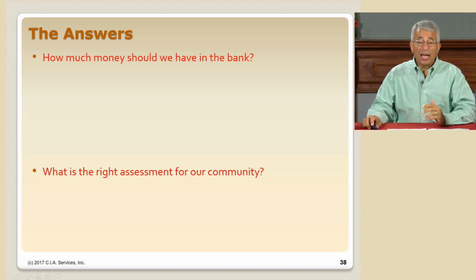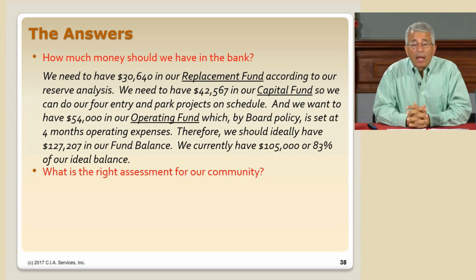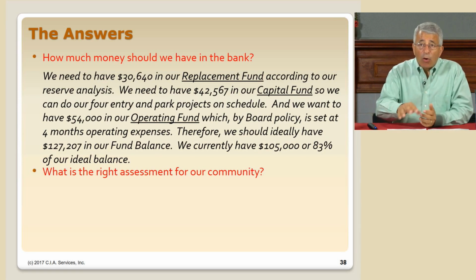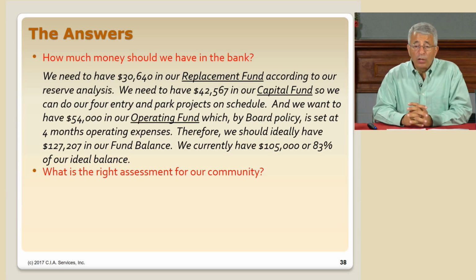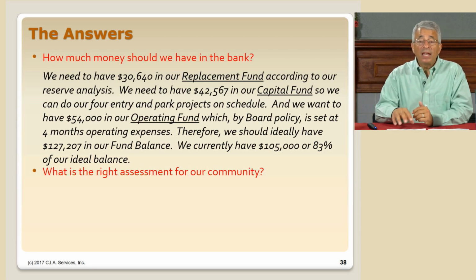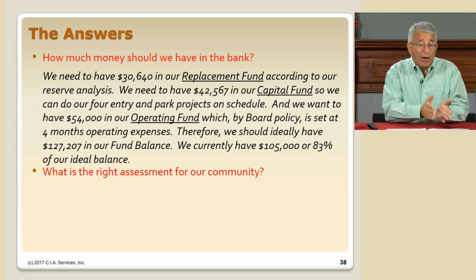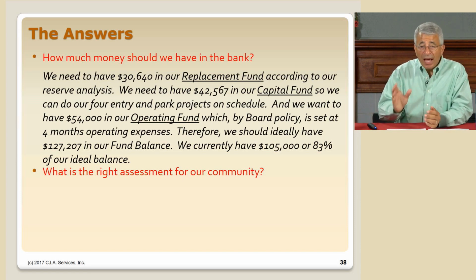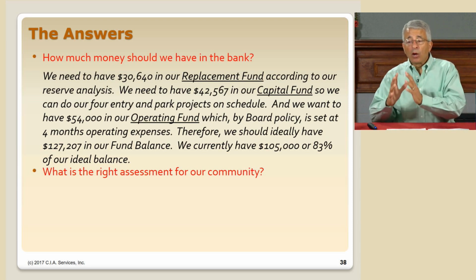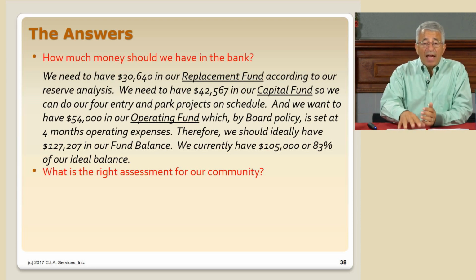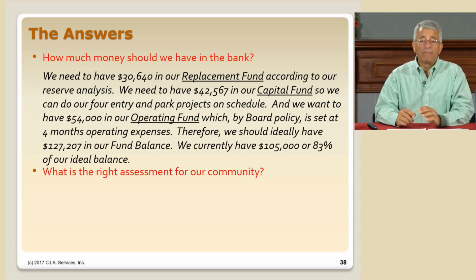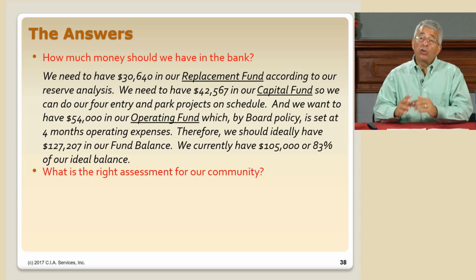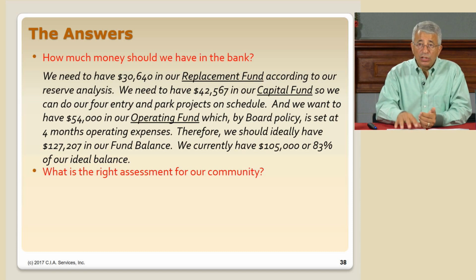When that question's asked at the annual meeting, the answer is, well, we need to have $30,000 in our replacement fund according to our reserve analysis. And we've got some great projects, those 4 projects that we showed to you earlier that we want to do. And in order to get those done on schedule, we need $42,000 in the bank for that right now. And in addition, to protect against all those things that happen that we can't quite budget, we want to have $54,000 in our operating fund. And that's 4 months worth of operating expenses, by the way. Therefore, ideally, we should have $127,000 in our fund balance today.